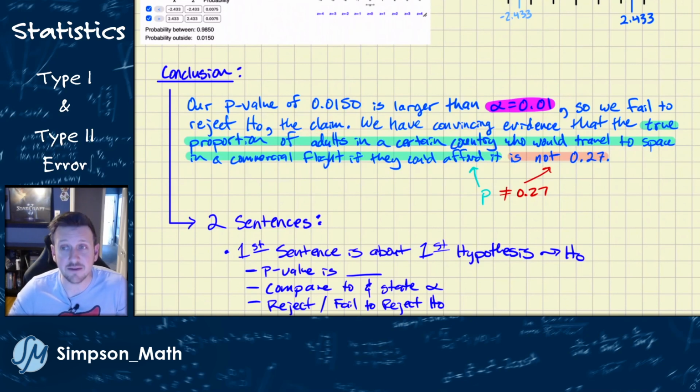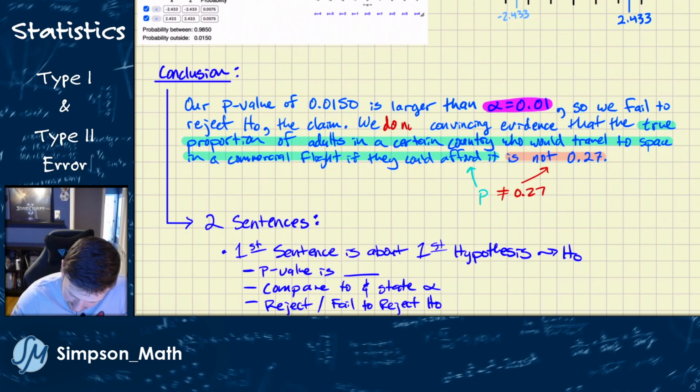So then we have, oh, I forgot to go back and say "do not." I made an edit. Oops, let me do that right now. I'll just do it in this color so we see. We do not have, there we go. We do not have convincing evidence that the true proportion of adults in a certain country who would travel to space in a commercial flight, if they could afford it, is not 0.27.